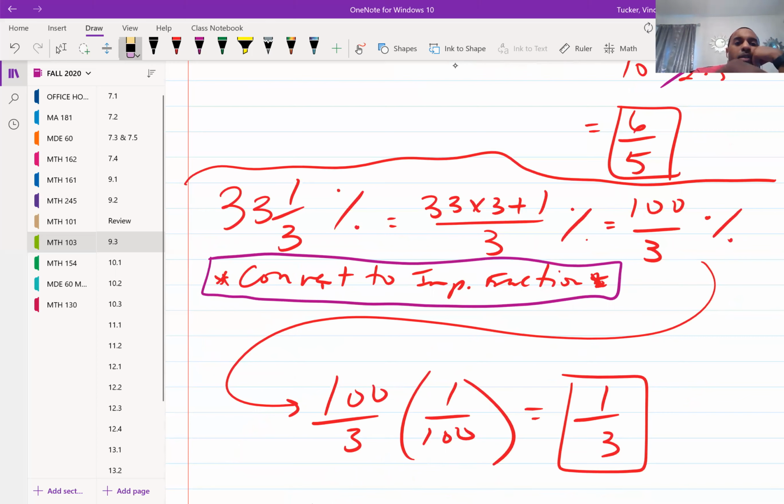And now you replace that percent sign with 1 over 100. Multiplying, I can go ahead and cancel out the 100. That'll leave me with 1 where those places were. So that'll just be 1/3 as a final answer.